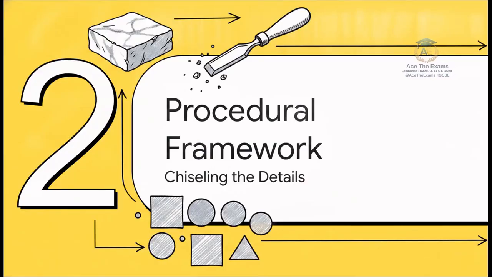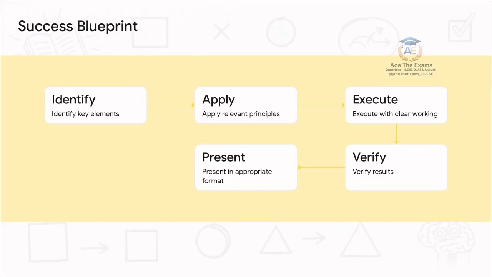Moving on to Section 2, the procedural framework, chiseling the details. Okay, so we've studied the raw marble, we understand the core principles, and now it's time to establish the strict, systematic sequence required to execute the math perfectly under pressure. This framework is literally what separates a chaotic page of numbers from a beautifully structured, full-mark response. Consider this mandatory 5-step standardized sequence as your mathematical chisel.